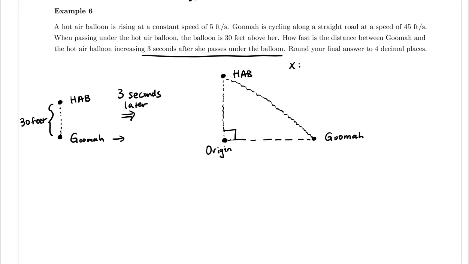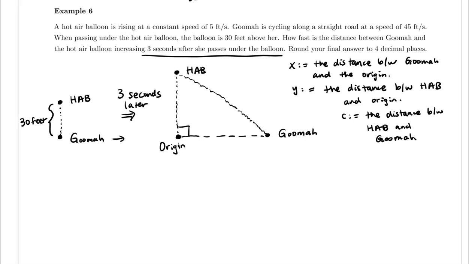So let's say x represents the distance between Guma and the origin. All right, so I've defined 3 variables. My y variable is the distance between the hot air balloon and the origin, and then my final variable c is the distance between the hot air balloon and Guma. So in my picture, this would represent x, this would represent y, and then the length of my hypotenuse in my right triangle here would be c.